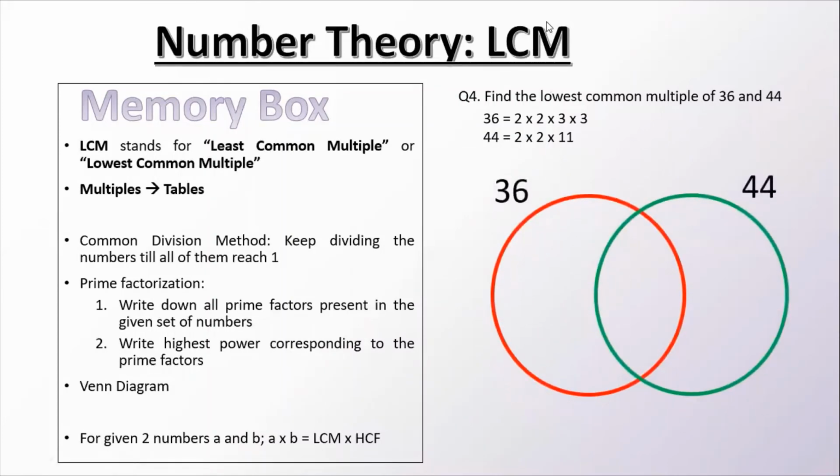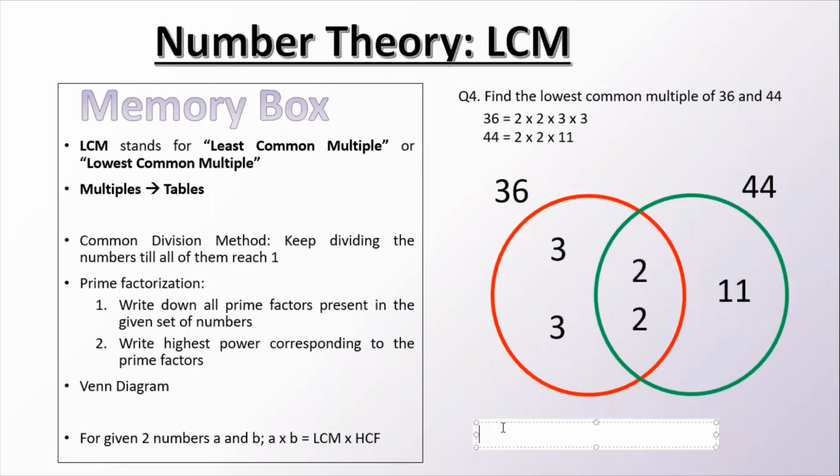The region indicated in the red is for 36 and the region indicated in the green is for 44. Now I'll place the factors which are common to 36 and 44 in the central region. So the factors common to 36 and 44, as one can clearly observe, are 2 and 2. Secondly, the factors which are not there for 36 will be written in the column for 36, and for 44 we'll be writing it in the circle representing 44. Now this entire circle together is what represents my LCM.